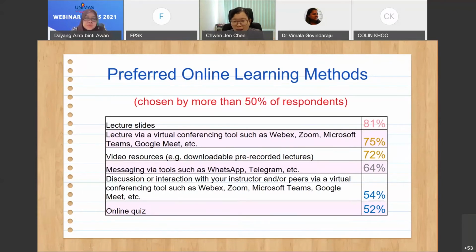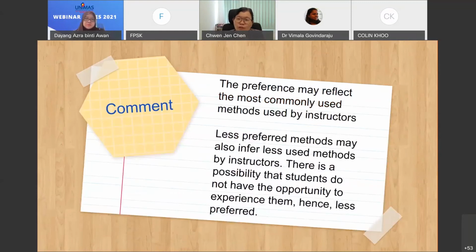Although we have these results, I think we also have to interpret them with care, because generally the preference may also reflect the most commonly used methods by UNIMAS instructors, yeah. So less preferred methods may also imply less used methods by the instructors. So there is a possibility that students do not have the opportunity to experience them. Hence, these methods are less preferred.